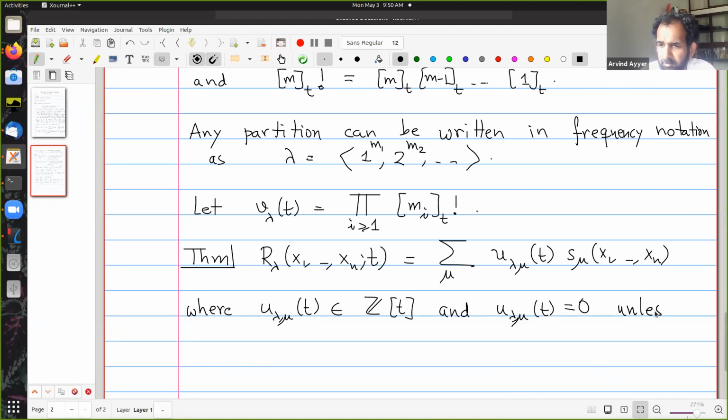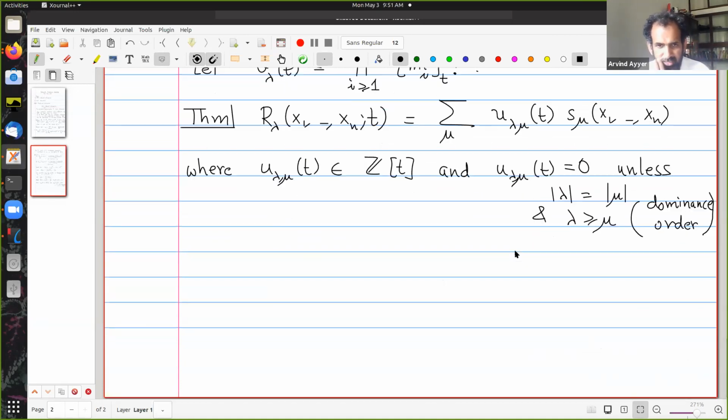is 0 unless mod lambda equals mod mu. So they have the same size. So this is a homogeneous expansion. And lambda is greater than or equal to mu. This is in the dominance order, which Amri has already defined. Okay, I will show you all of this in Sage very soon. So this is part one.